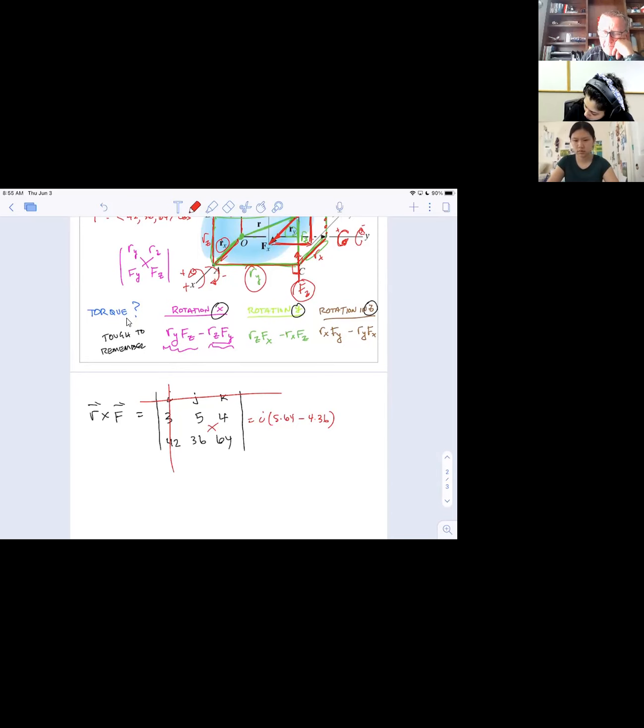Dunk, dunk. Now the question is, can you see that that's exactly, let's stare for a second at this. Can you see that's exactly what this formula said to do right here? What did this formula say to do?